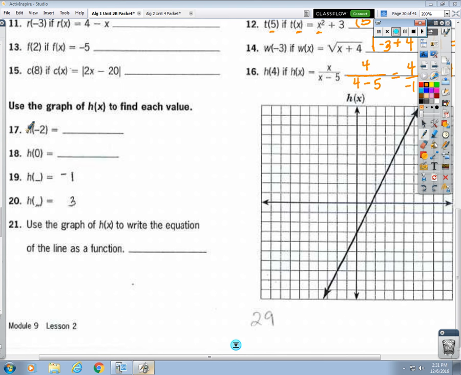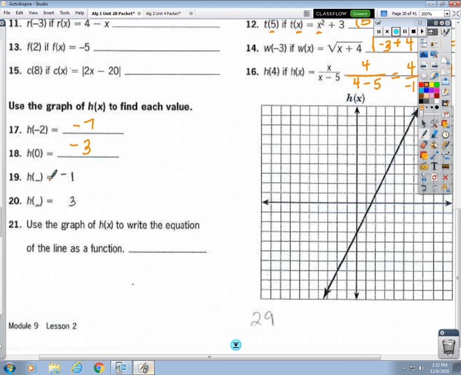Okay, number 17, h of negative 2 means the x value is negative 2. So on the x-axis, if we go left 2, where do you have to go on the y-axis to get to that line? 1, 2, 3, 4, 5, 6, 7. So since it was down 7, negative 7. Okay, h of 0 means on the x-axis go to 0, and then how do you get to the line? Down 3, so negative 3.